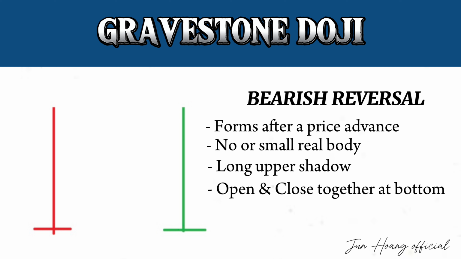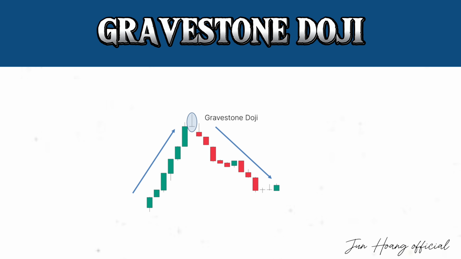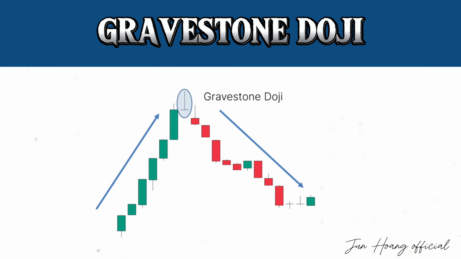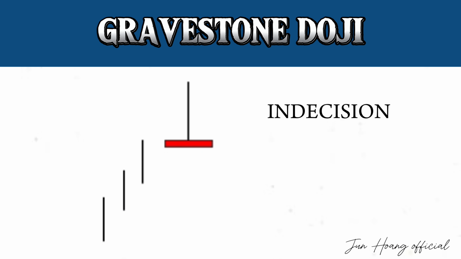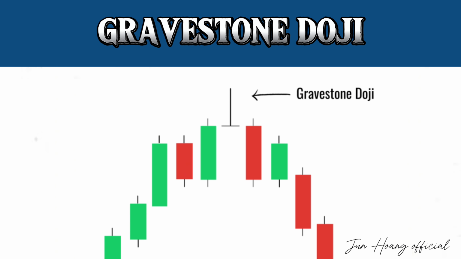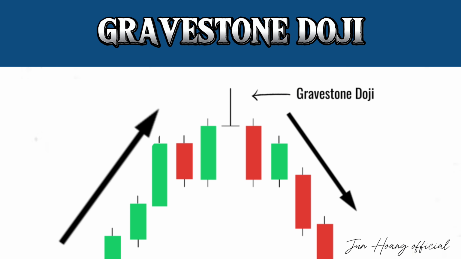The gravestone doji suggests that despite a higher opening, the bears were able to push the price back down to close near the low of the session. It indicates potential bearish reversal, especially if it forms after an uptrend. Similar to other doji patterns, the gravestone doji signals market indecision between buyers and sellers. It often appears at potential reversal points, indicating a shift in sentiment from bullish to bearish.